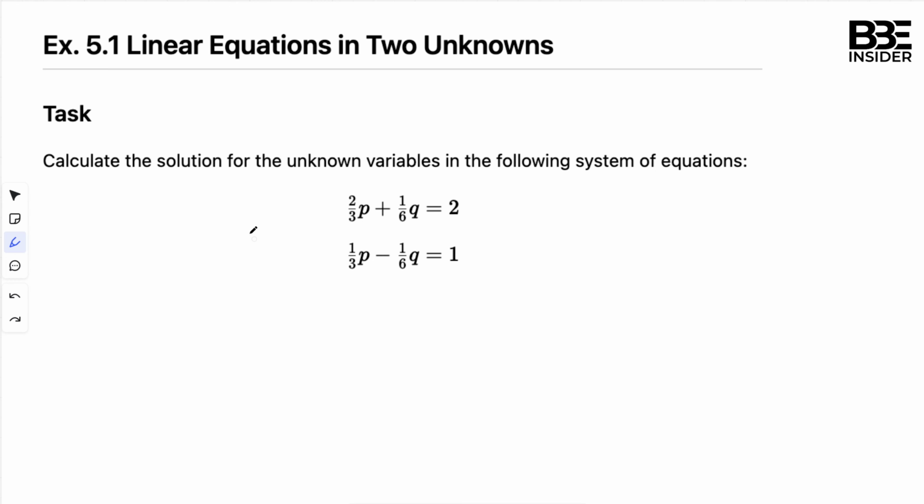In this situation, we need to find the solution for the unknown variables p and q in the following system of equations. As I told you in the beginning, we basically have two options. Either we go with the substitution method, where we rearrange for one variable and then plug the rearranged equation into the other equation, or we use the elimination method. The elimination method is the one we will apply in this case, because upon inspection, you will see that the elimination method is way easier in this particular example. Now I will explain to you why.